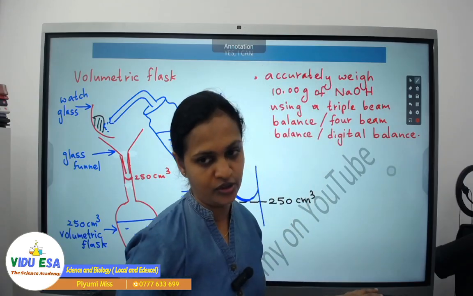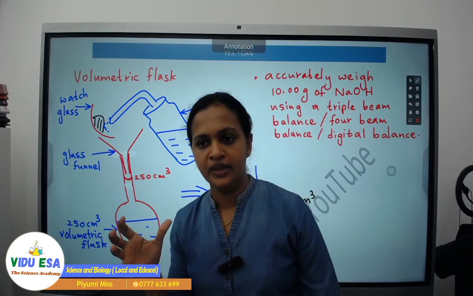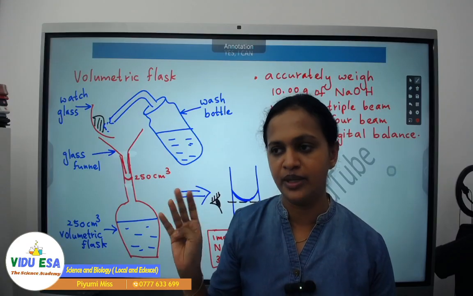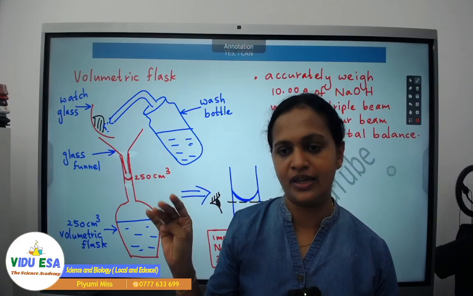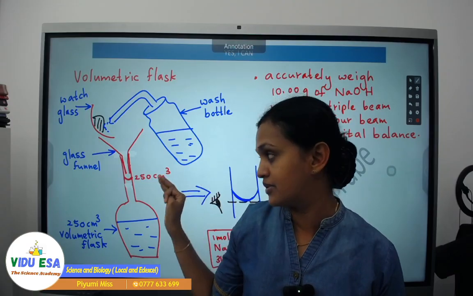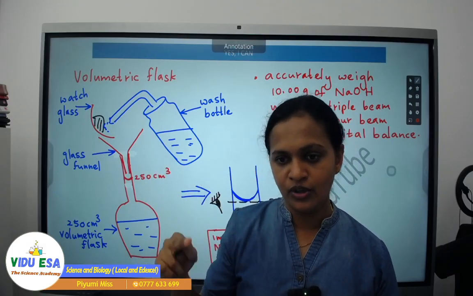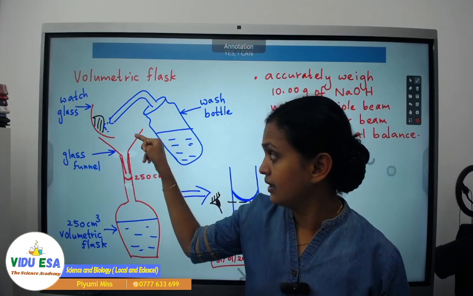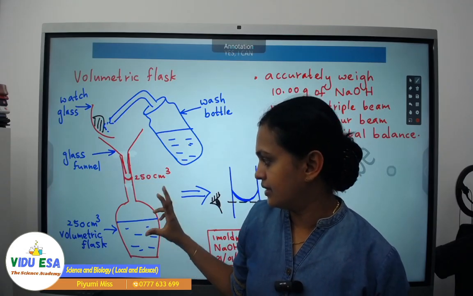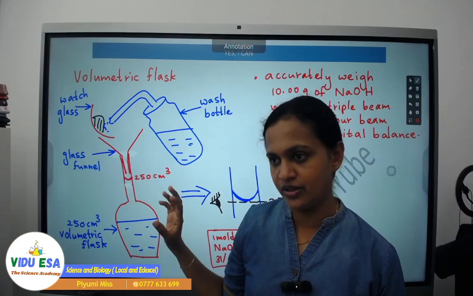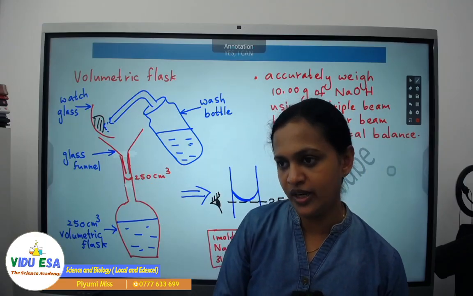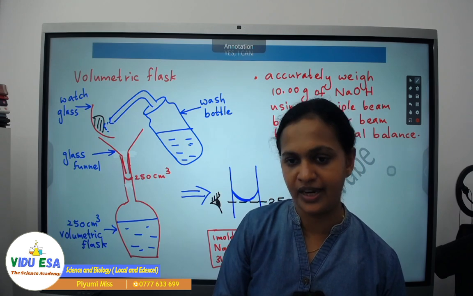You can't write all these as the answer, right? What is expected here is: you have to measure the mass accurately by using the triple beam balance or the 4-beam balance. Then transfer all the sodium hydroxide, or whatever the chemical substance, into the volumetric flask by using a wash bottle, right? Then dissolve all the sodium hydroxide. Next, make the final volume 250 cubic centimeters by adding distilled water.